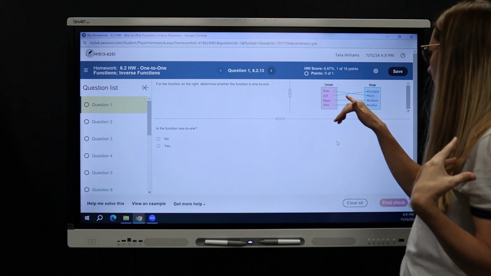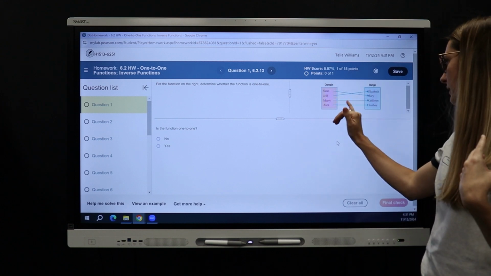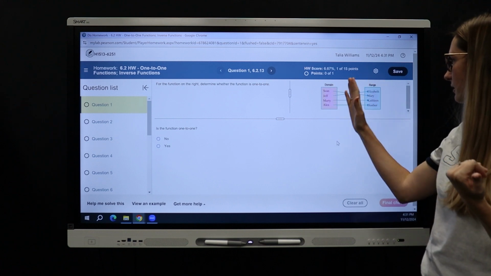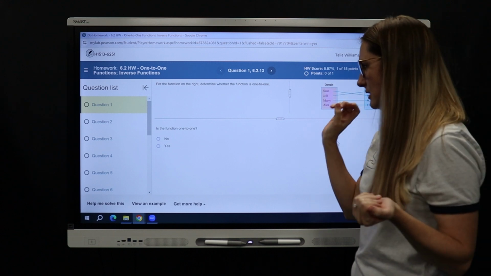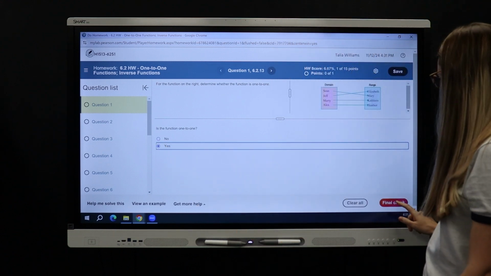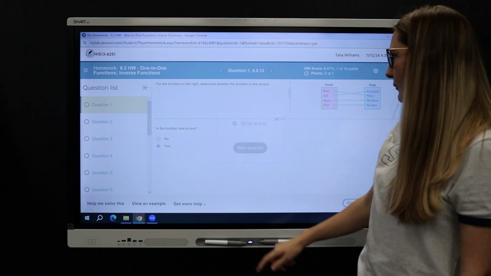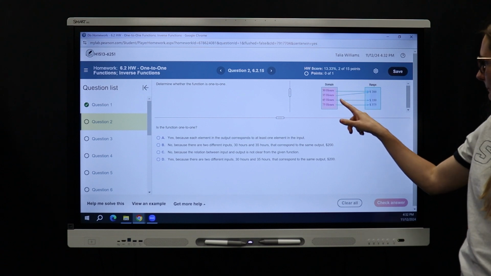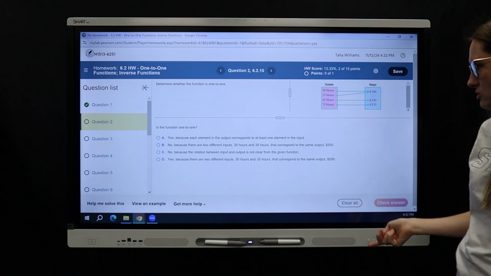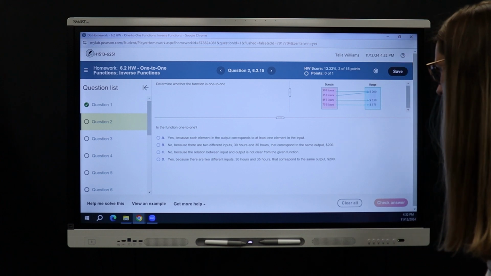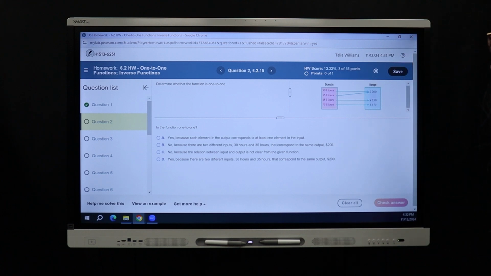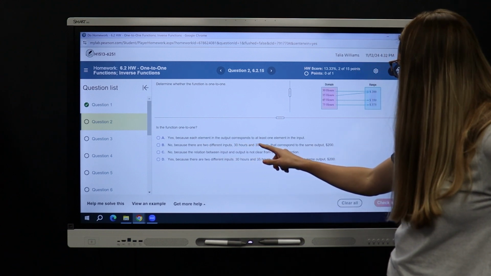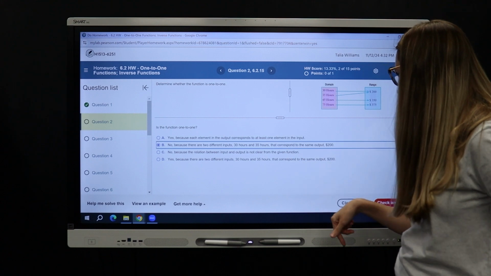One-to-one functions, it's just every one thing has one line coming from it, both sides. So, since every input only has one output, this is a one-to-one function. It's that simple. Determine whether the function is one-to-one. It's not, because this range value has two values. So, no, because the relation between input and output is not clear from the given function. No, because there are two different inputs, 30 hours and 35 hours, that correspond to the same output.